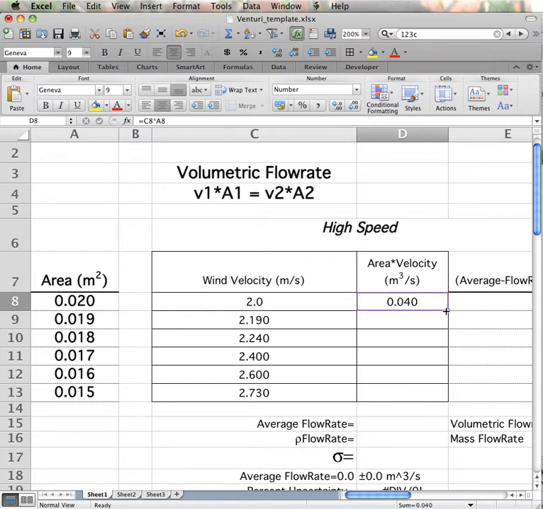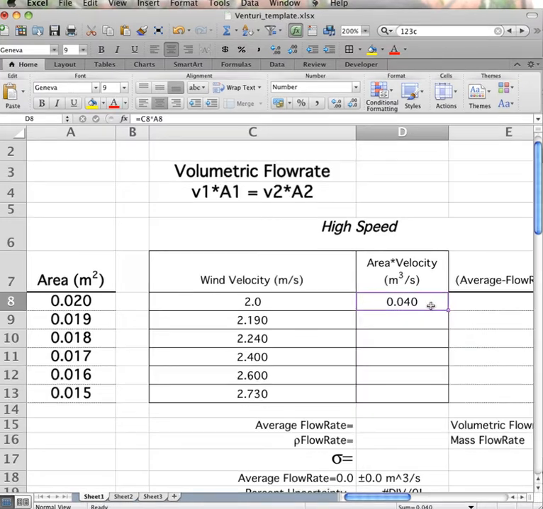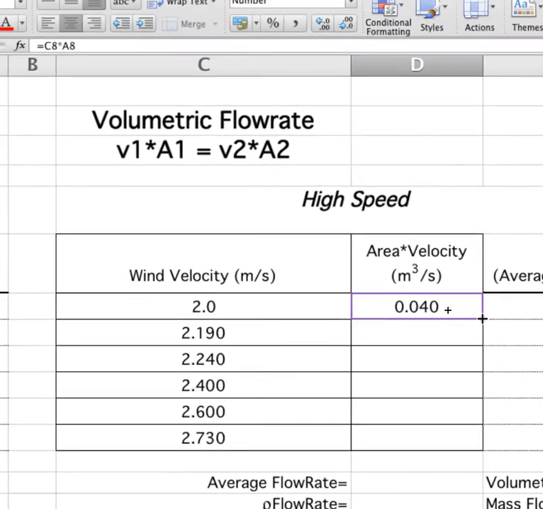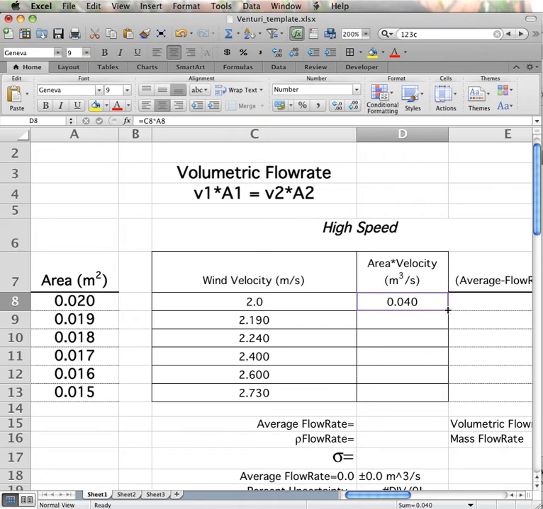If you put your mouse in the lower right, it turns into a solid plus sign. We don't want it right here because that'll move the cell. Okay, let me zoom in a little bit. When I put my mouse in the lower right, I get a plus sign. When I drag that plus sign down, it copies the formula. So now it's looking at C10 times A10, and here it'll be C12 times A12.